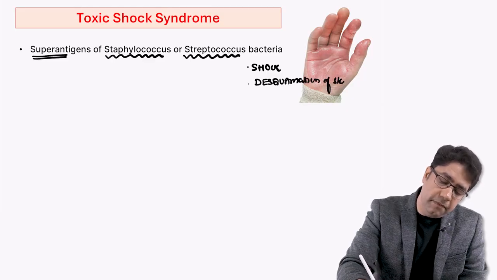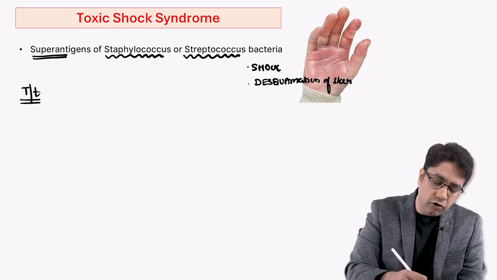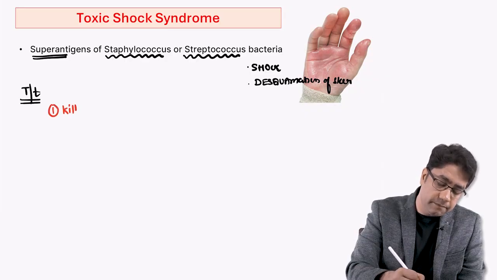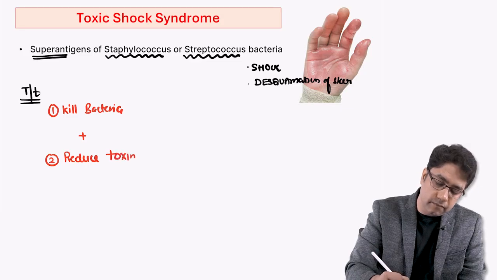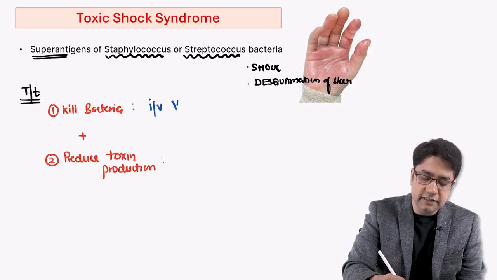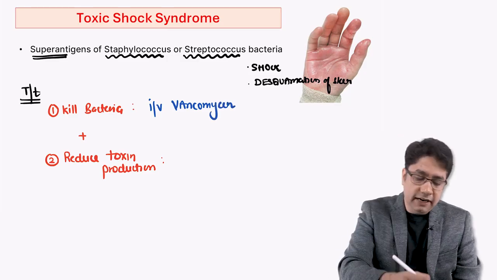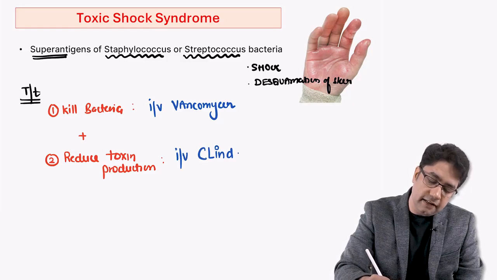So what is the treatment of toxic shock syndrome? The first treatment goal is, don't you think we have to kill this bacteria, Staphylococcus and Streptococcus? And the second goal of treatment is, don't you think we have to reduce toxin production? Because this toxin is causing damage to the body. To kill bacteria, the drug of choice is intravenous vancomycin. And to reduce toxin production, the drug of choice is clindamycin.